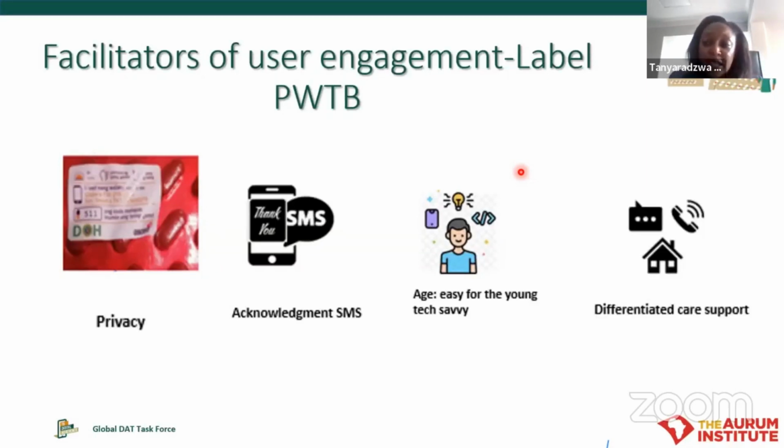Fourthly, the differentiated care support Nonto mentioned earlier were also facilitators, because if a participant missed the dose, they would receive an automated SMS reminder on the same day, reminding them to take medication before 12 midnight. If they missed doses for 2 to 3 days, a healthcare worker was expected to follow up with a phone call. If they missed doses for 4 or more days, a home visit was initiated by the community healthcare worker. So this differentiated support encouraged the participants to use the technology.